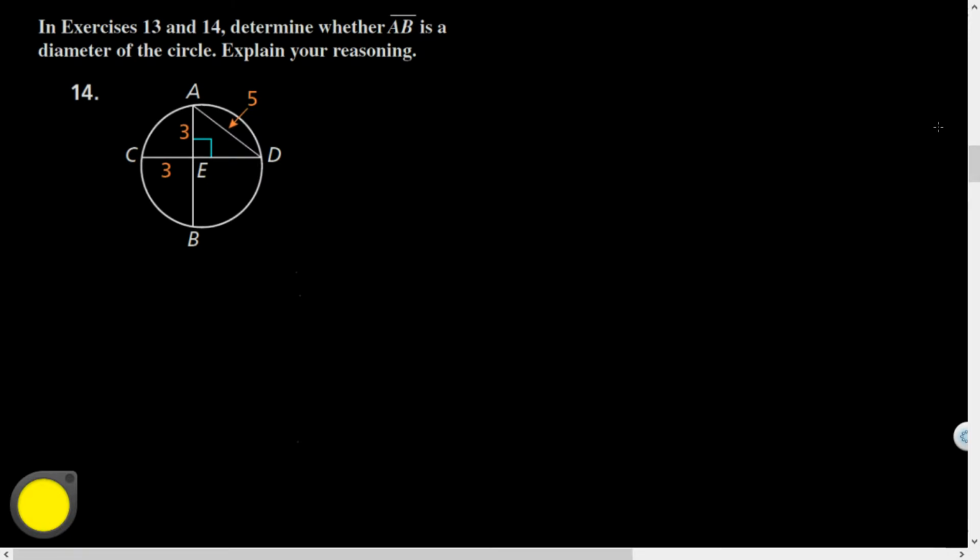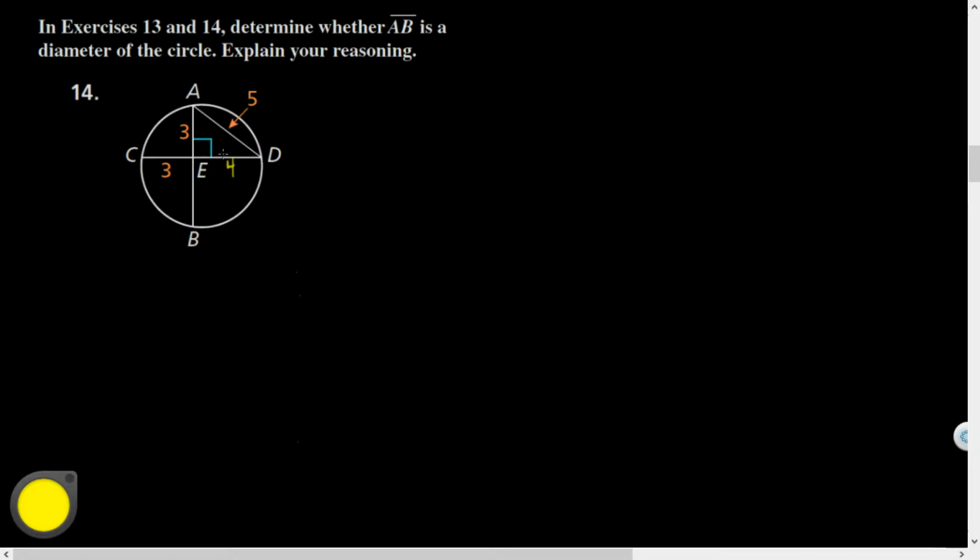Determine whether AB is a diameter of the circle. All right, so does AB pass through the center of the circle? What do you guys think? What do I know? What do we know? 3, 5. Hey, that's a right triangle. 3, 4, 5. That's a Pythagorean triple.